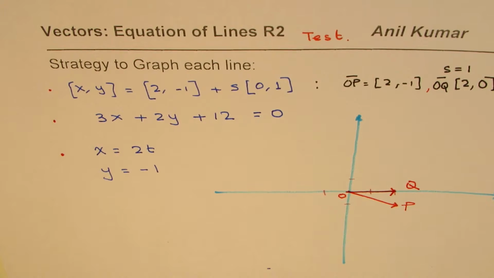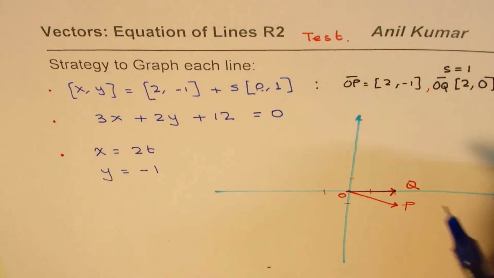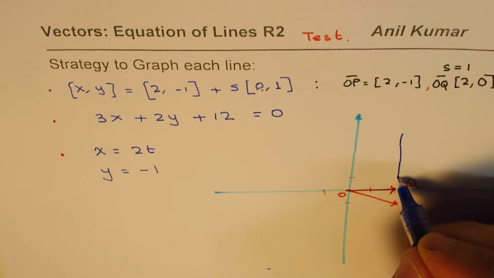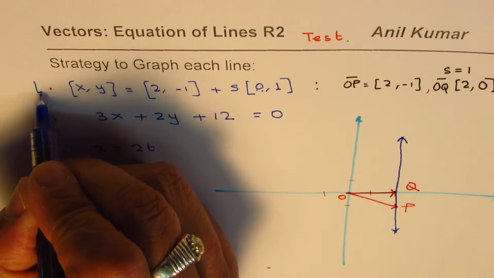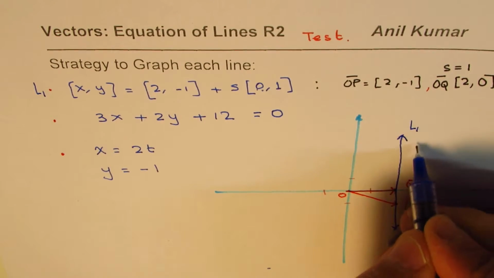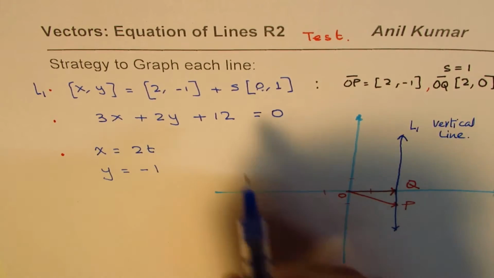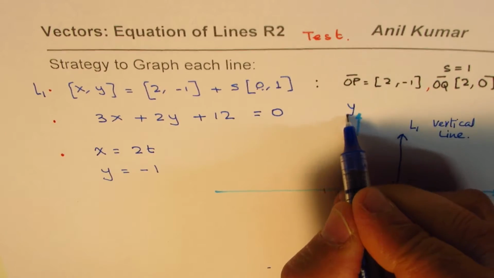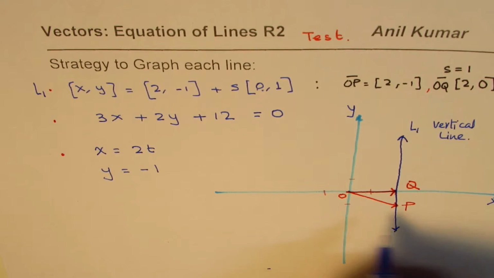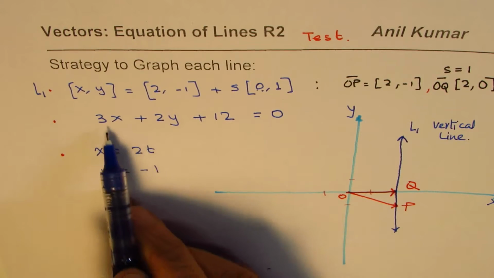But you can see very clearly that what we are doing at this stage is we are just moving upwards by 1 unit, right? So we are moving upwards by 1 unit, and that results in a vertical line. Do you see that? So let's call this L1. So we have L1, which is a vertical line. Right. So if the direction is (0, 1), it is only moving along the y-axis. Does it make sense to you? Right? So that becomes a vertical line. I hope that helps.